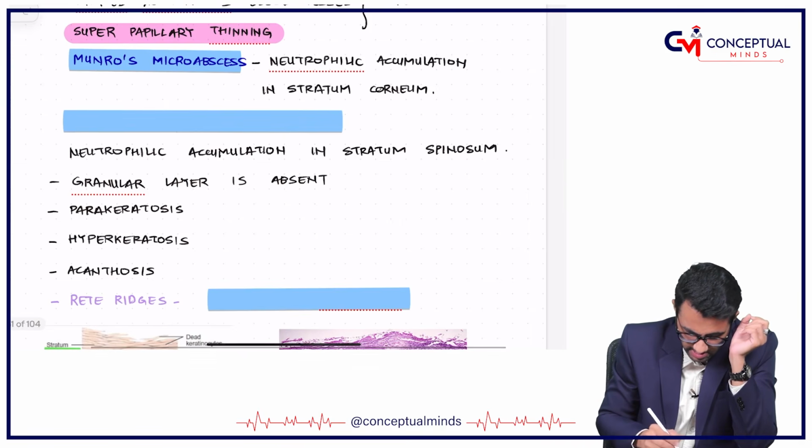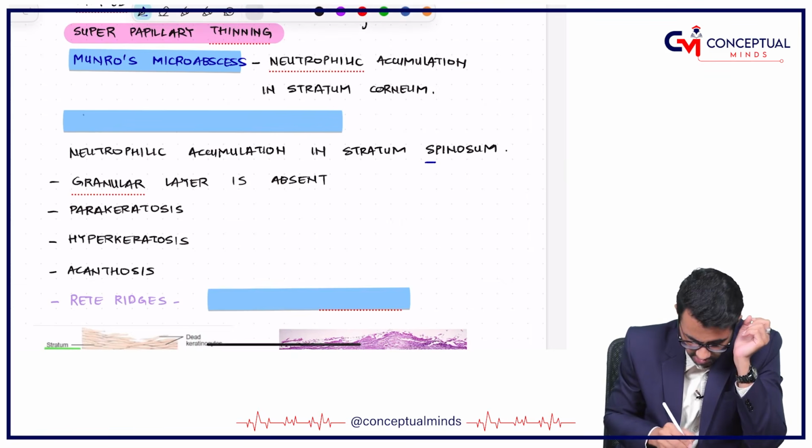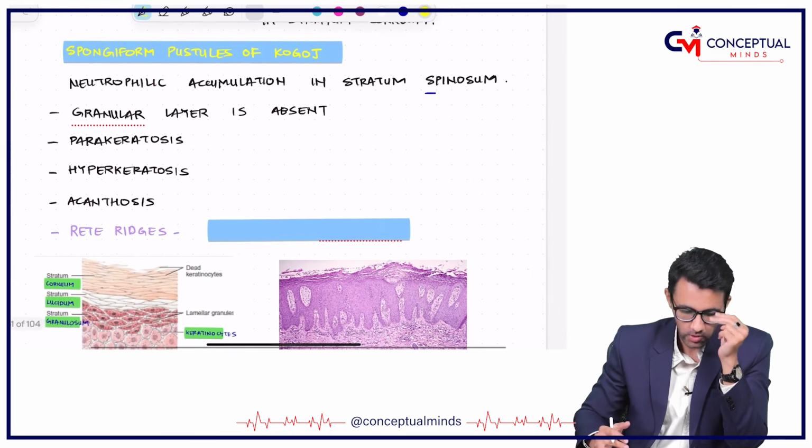Monro's microabscess, and the next one was what? If it is in stratum spinosum, S for S, it was spongiform pustules of Kogoj. I'm pronouncing it wrong. Okay, these two findings we did.